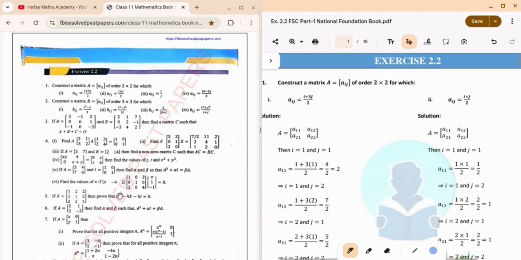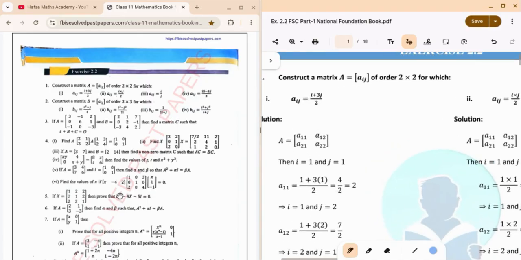So yeah, we have to construct a matrix A with the order of 2 by 2, for which we're given this minor value, okay? This matrix A that we have to construct has to consist of the minor value. Now in part 1, the minor value that they've given us is this, i plus 3j over 2. Now how are we going to construct this? First of all, you should know how to study minor values.